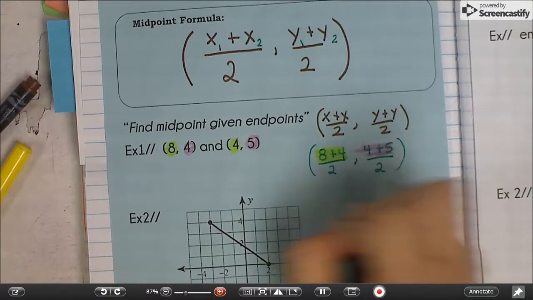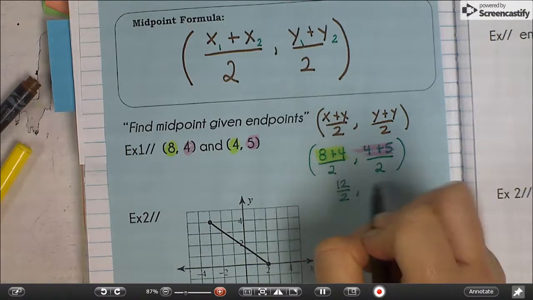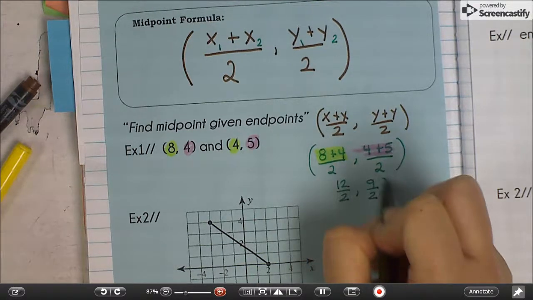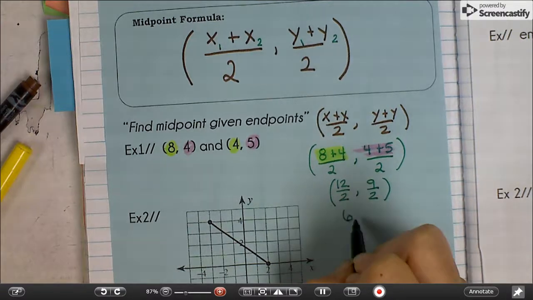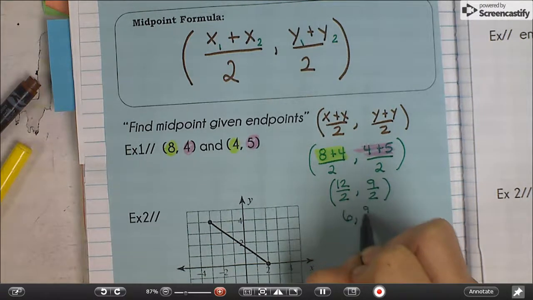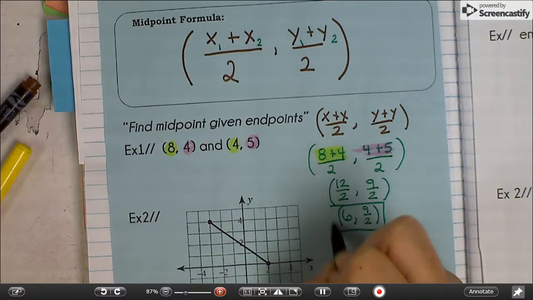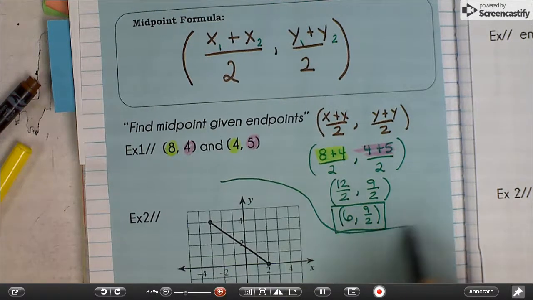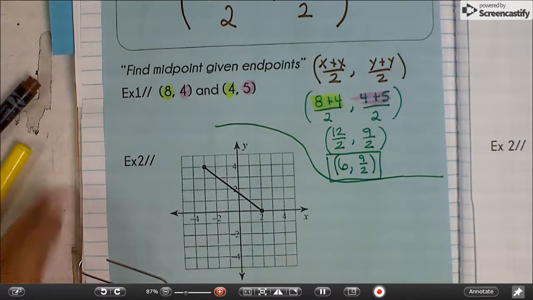So 8 plus 4 over 2 would be 12 over 2, comma 9 over 2. And we can simplify, so the actual answer is 6, comma 9 over 2. Apparently I didn't leave myself enough room here. So that's how you basically find the midpoint if you know the endpoints. Obviously, you can do it from a graph too.